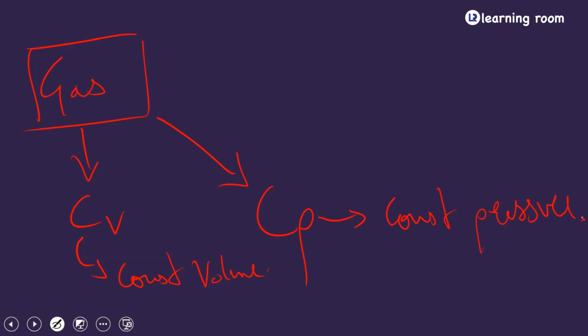So how do we define Cv? The definition is the same. The amount of heat required to raise the temperature of 1 unit mass of a gas by 1 degree when the volume of the gas is kept constant. So that much you have to add. Then what will be our Cp? The amount of heat required to raise the temperature of one unit mass of a gas by 1 degree when the pressure is kept constant. That's all.